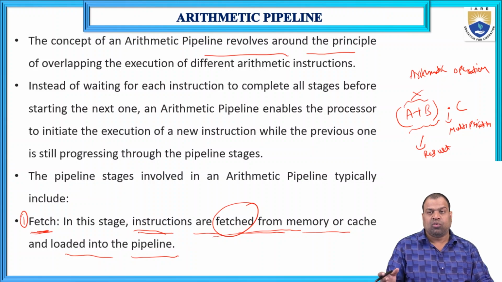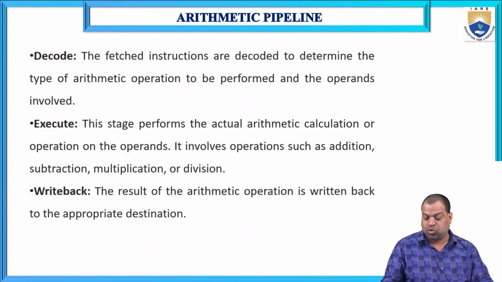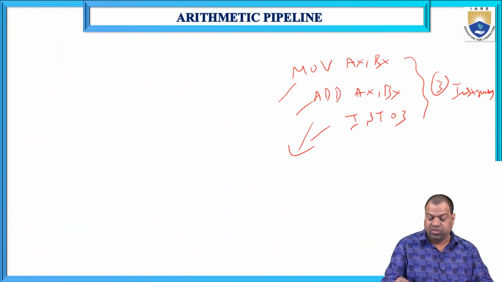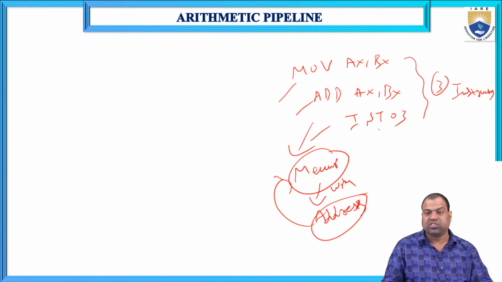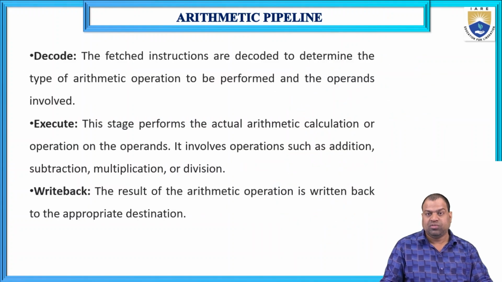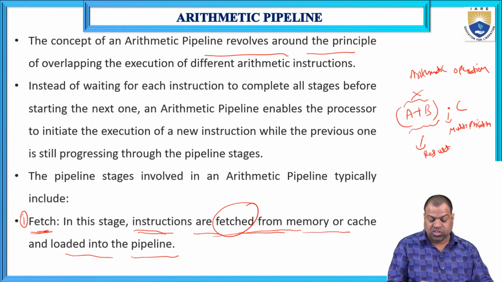Where is the memory? It is where I saved the program, where we saved these instructions. What is the address? Memory and address. Memory with address. So first it will go to the address, and only then will it find out where the exact memory location of this one is. First, the instruction is fetched from the memory or cache and loaded into the pipeline.